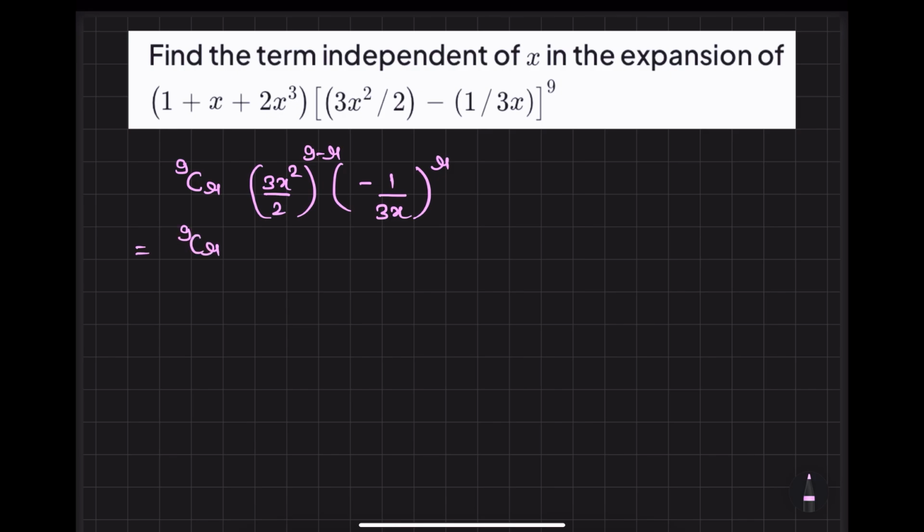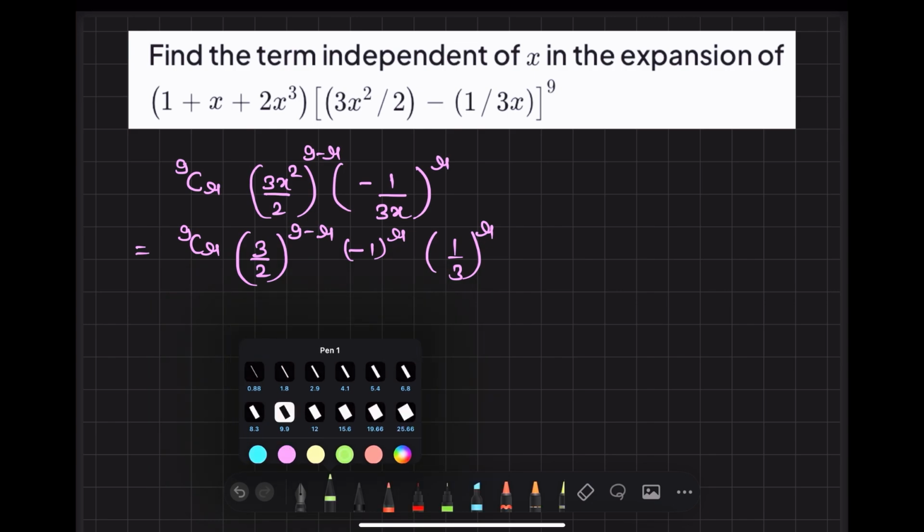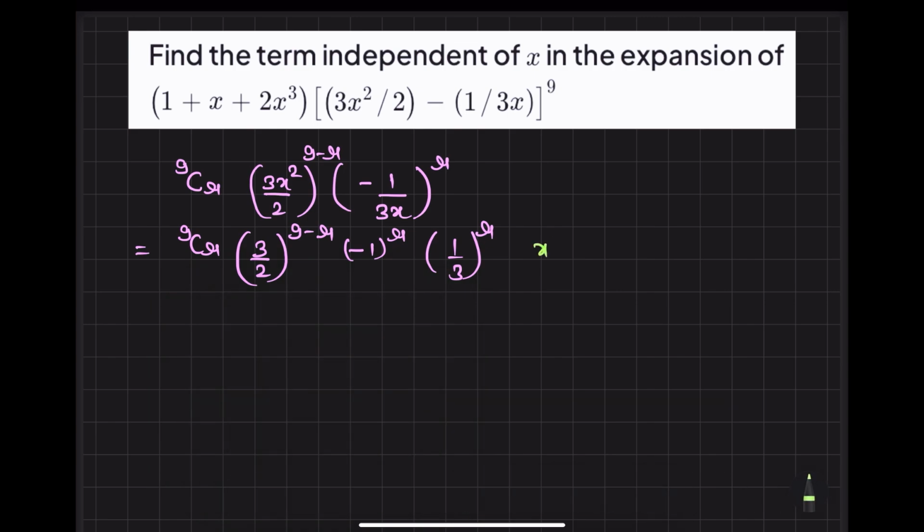So 9Cr, now constants, so 3 by 2 power 9 minus r. I always get scared of this minus, so I'll segregate minus first, minus power r, and then 1 by 3 power r, and then we have x. Now x square power 9 minus r. So can I write 9 2s are 18 minus 2r. Okay, so this is because of this person.